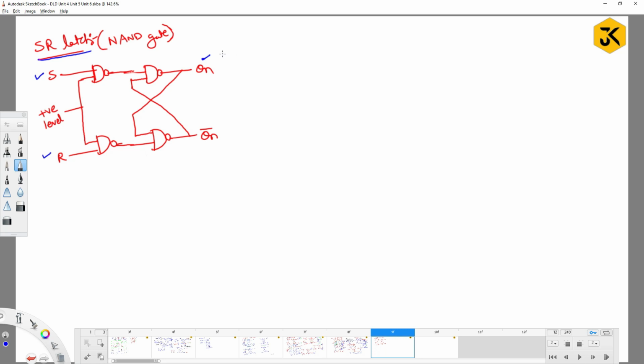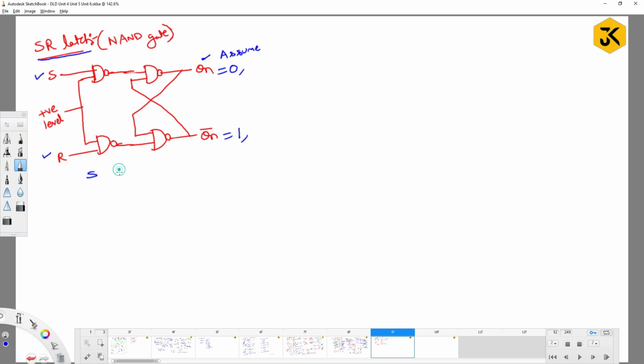So what we can do now is make an assumption: Qn equal to 0. When Qn equals 0, what might be Qn bar? It should be 1. If that happens, then I can say it is perfect. Otherwise, I can say it is undefined. So I am trying to draw a characteristic table for this.